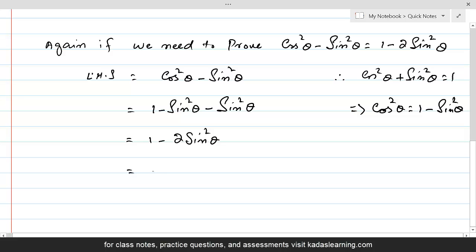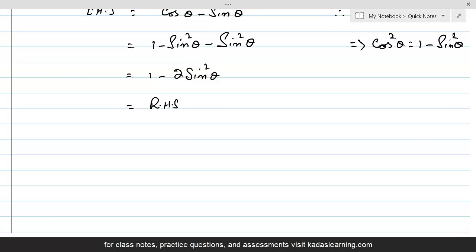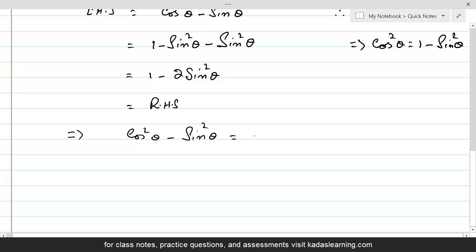And this is right hand side. This is what we wanted to prove. So trigonometric identities are really easy to prove. Just we need to keep an eye on the right hand side or the side which we want to prove. So this means that cos square theta minus sin square theta is equal to 1 minus 2 sine square theta. We have both options. Depending upon the situation, we will be replacing cos square theta minus sin square theta either with 2 cos square theta minus 1 or 1 minus 2 sine square theta.